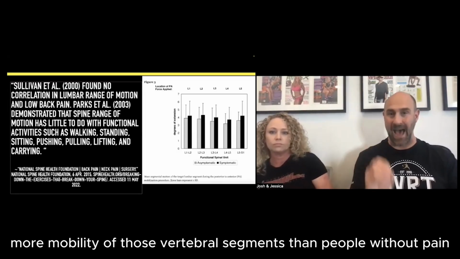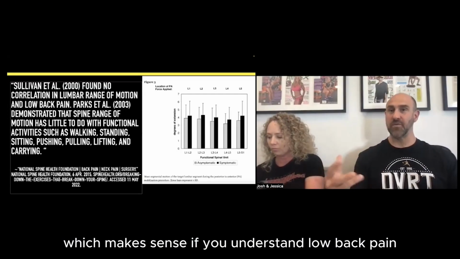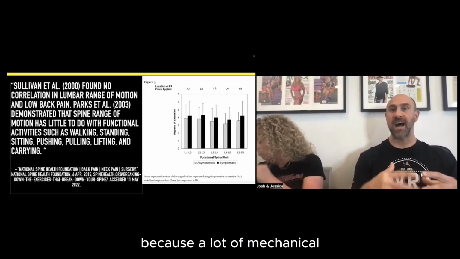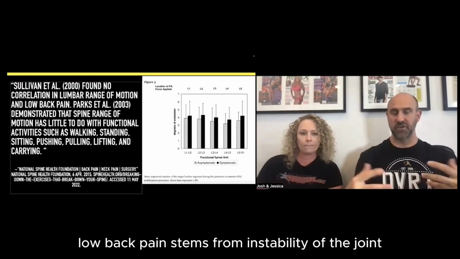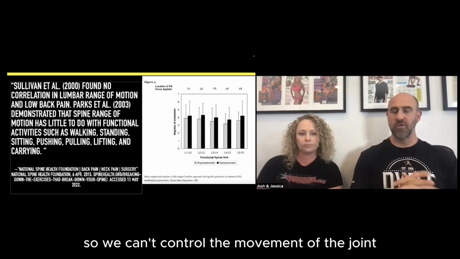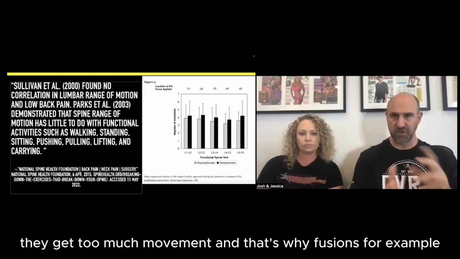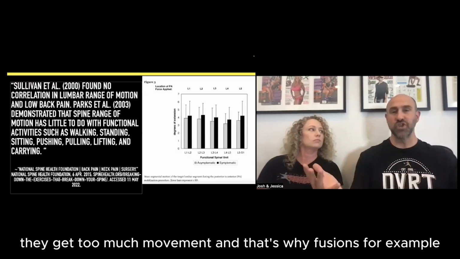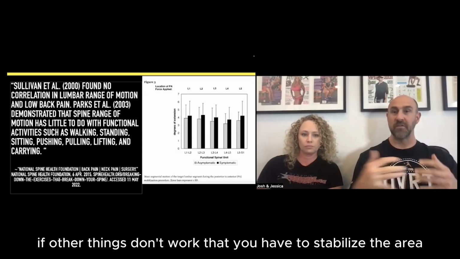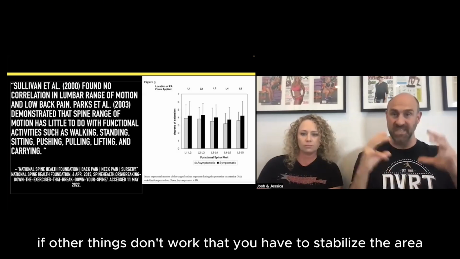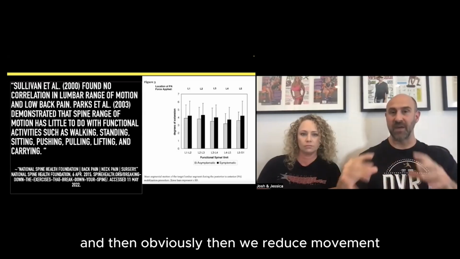which makes sense if you understand low back pain, because a lot of mechanical low back pain stems from instability of the joint. So we can't control the movement of the joint. They get too much movement. And that's why fusions, for example, are a very common surgical intervention if other things don't work, that you have to stabilize the area. And then obviously, we reduce movement.